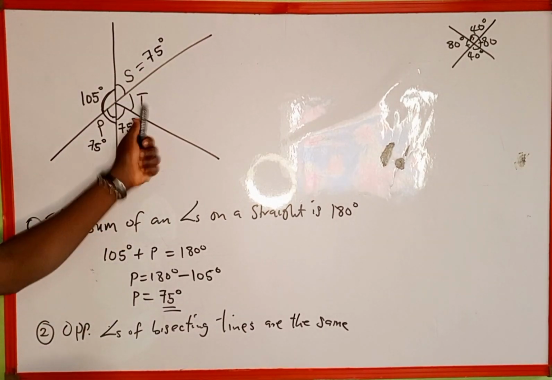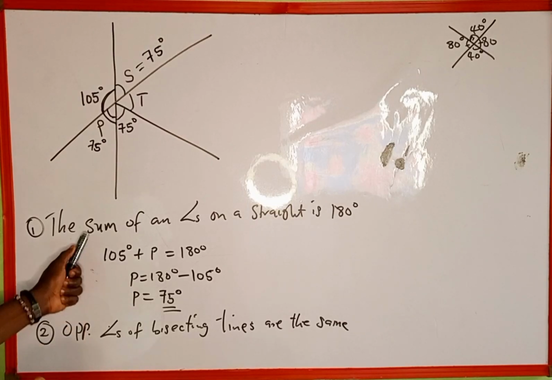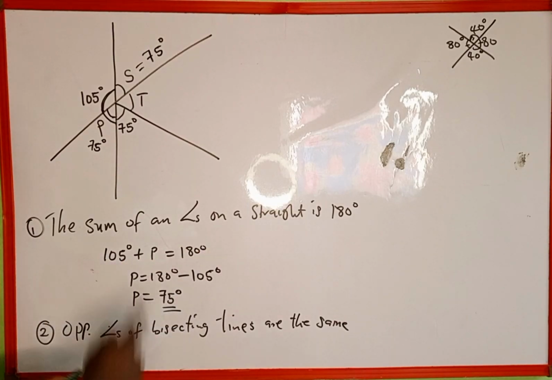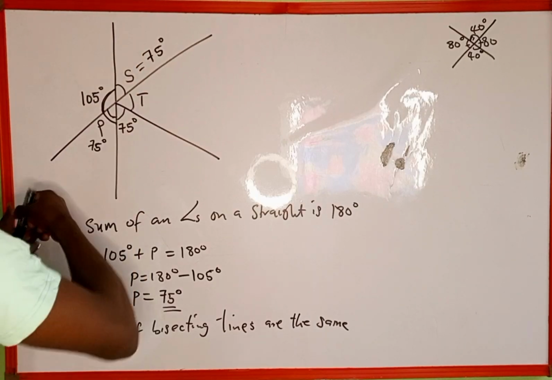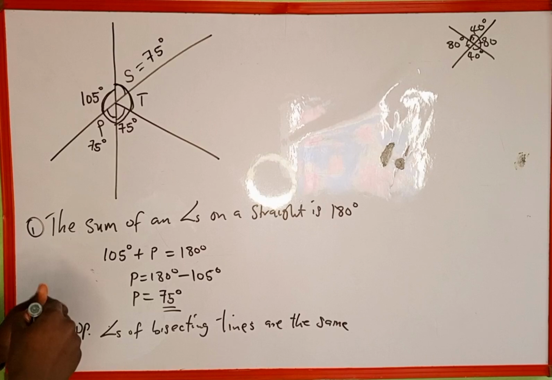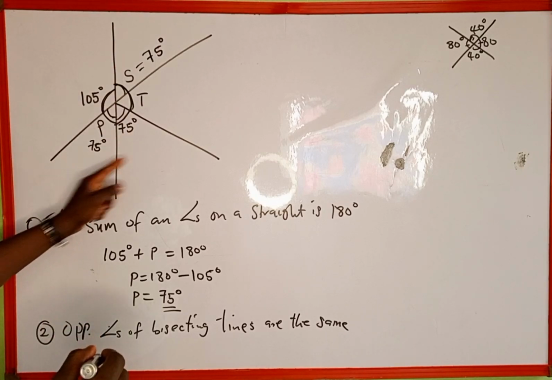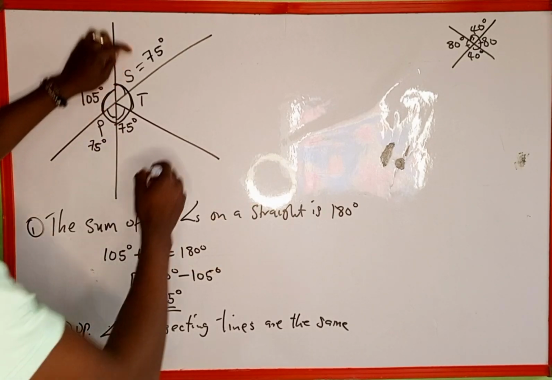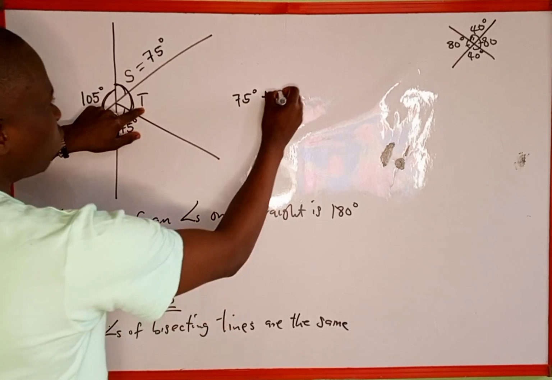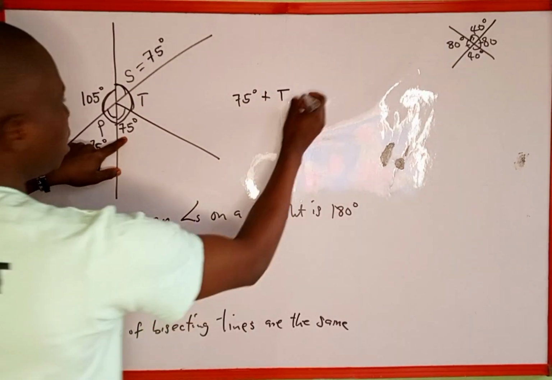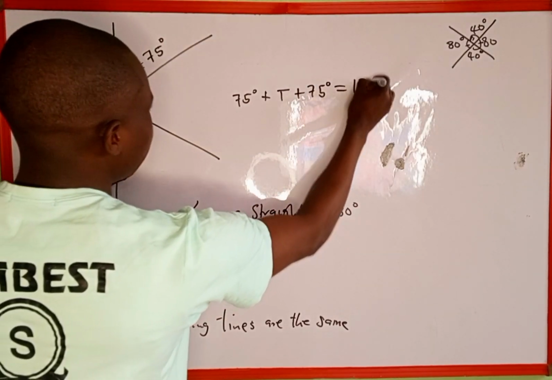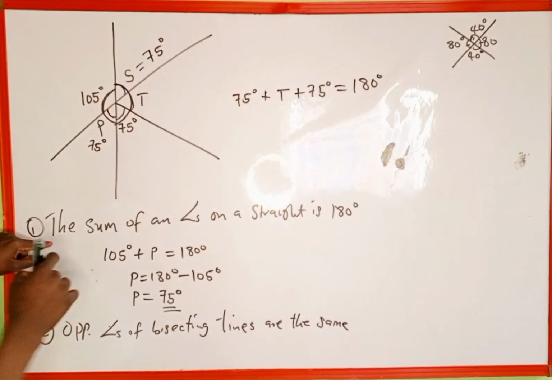Then the next thing is T degree. Then we apply the first theorem that says the sum of angles on a straight line is 180 degree. This is a straight line, so the sum of all these angles here is going to give us 180 degree. Now we're going to sum them together and equate to 180 degree. So angle S is 75 degree, then plus angle T, which is what we are looking for, then the angle here is 75 degree also, which is the same as 180 degree from theorem number 1.